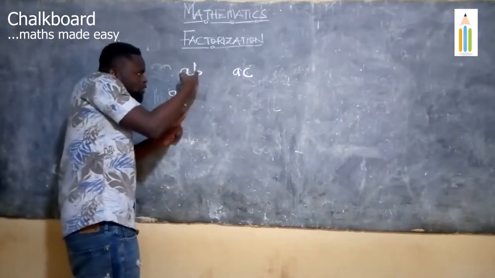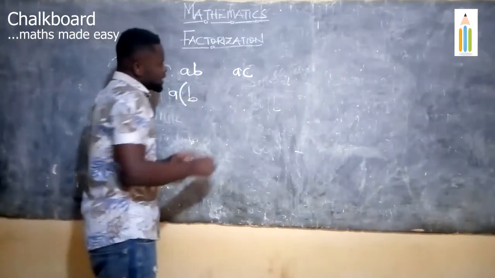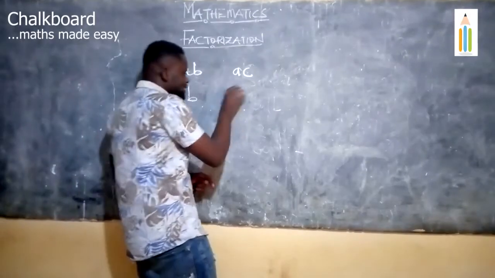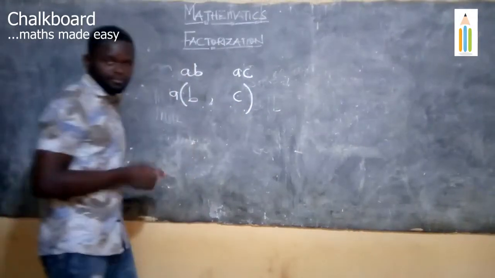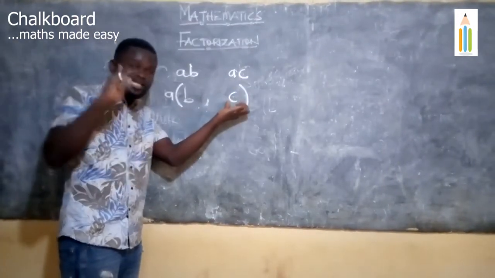Now A is out. What will be left here? It's B. So I bring the B for this one. Now if I come to this side, A is already out. So what will be left here? C. I bring the C also out. Now in this side we have only B. And this side we have only C.